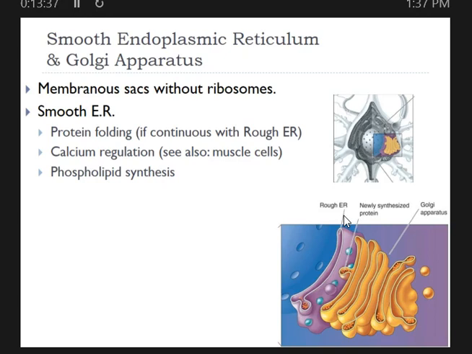So we can take those newly synthesized proteins that were shown on the prior slide as little yellow squiggles, and we can fold them into complex shapes. And sometimes that will happen within smooth endoplasmic reticulum, as well as other structures that we'll talk about.